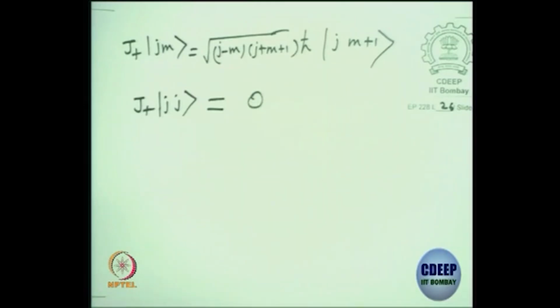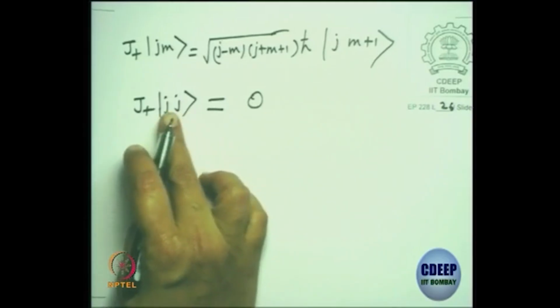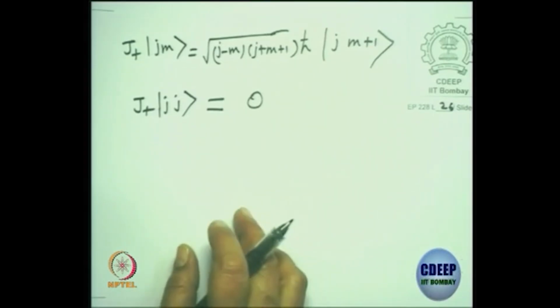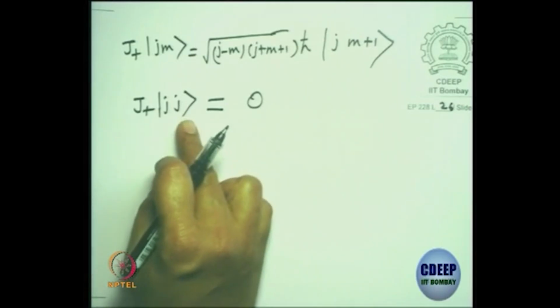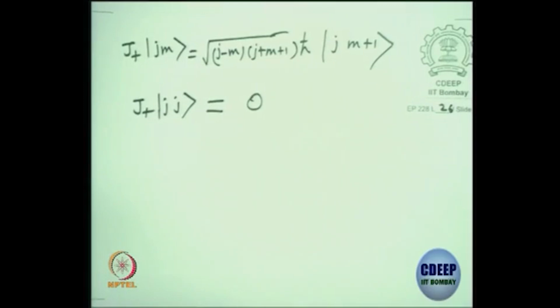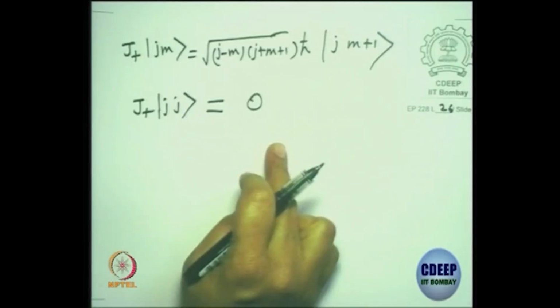Is 0. Or equivalently, this is also making sure that your M doesn't go above J. Unlike your harmonic oscillator, we have an upper cutoff also. In the harmonic oscillator, there is a lower cutoff: you cannot go below 0 in the number eigenvalues, but the upper eigenvalues can go anywhere. But here you see that there is an upper bound also.